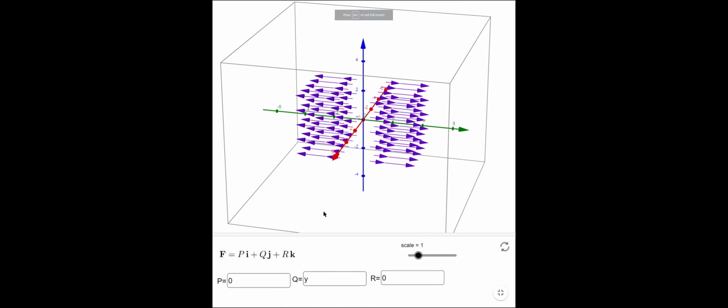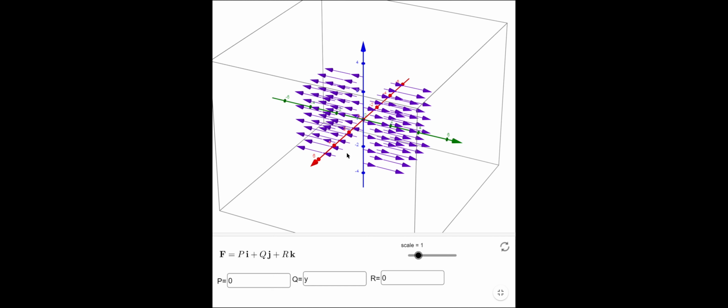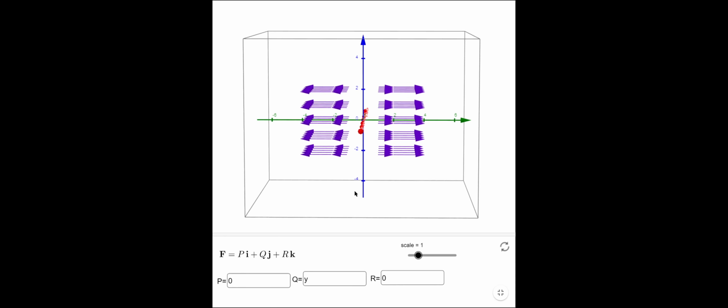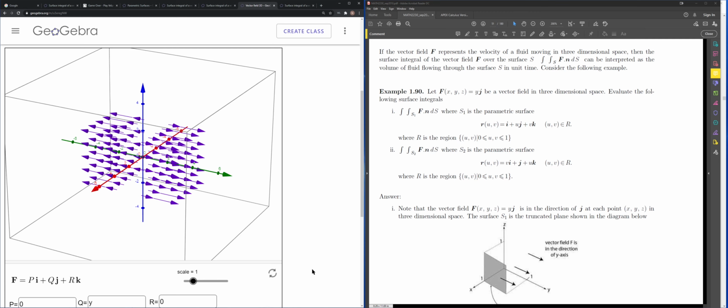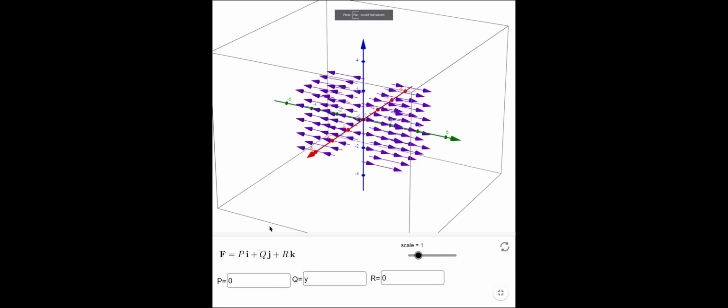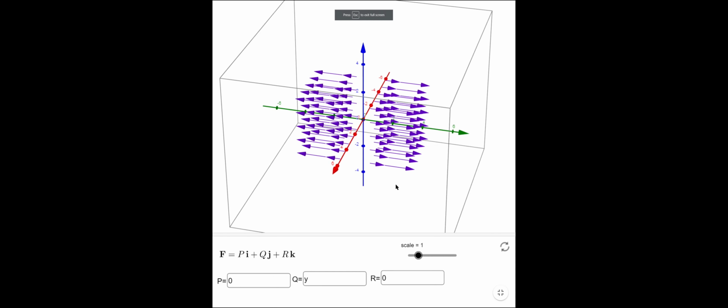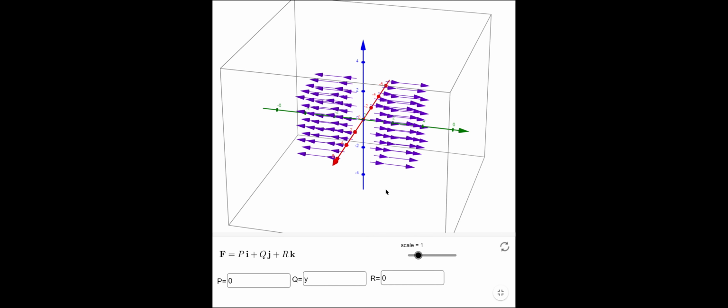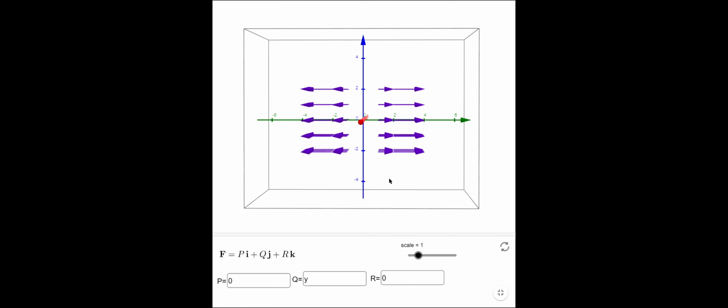Okay, and you want to notice the vectors. So your red axis here is the x-axis, the green axis here is your y-axis, and the blue axis here is the z-axis. And the vectors here are just moving in the y direction. What you want to notice is that on this side of your three-dimensional space, the y is bigger than 0. So on this side here, the y is bigger than 0, and over here, the y is less than 0.